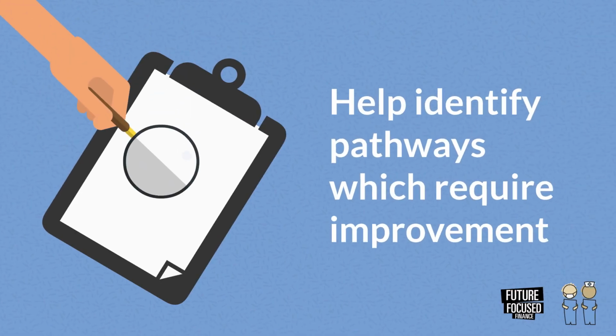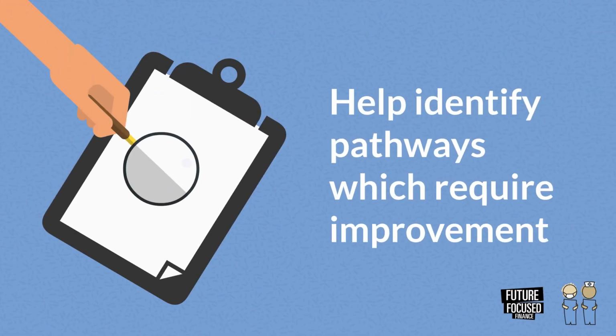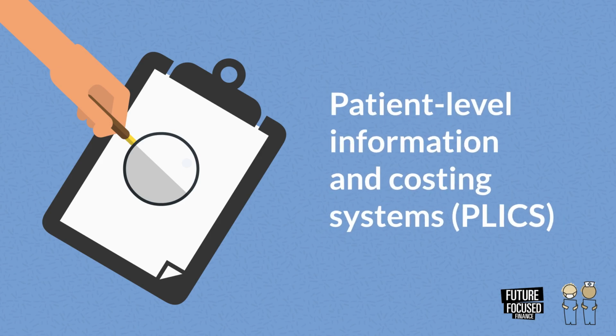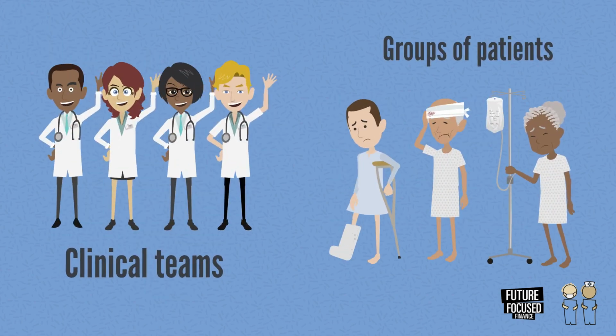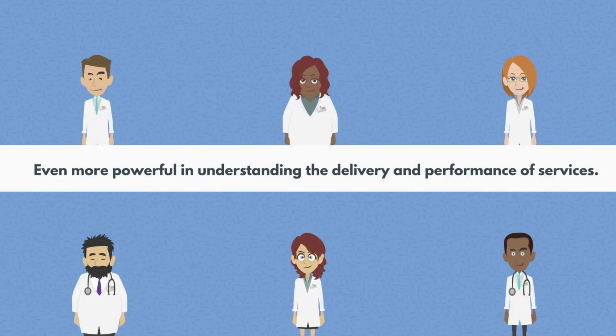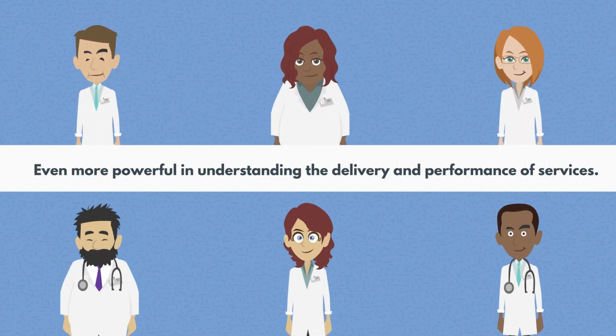Accurate costing data will enable comparison of the costs with the income received, which will help identify pathways which require improvement. Patient-level information and costing systems, PLICs, allow organisations to identify variation against standardised bundles or pathways of care, between clinical teams or between different groups of patients. When PLICs is analysed alongside other performance and quality information, it becomes even more powerful in understanding the delivery and performance of services.